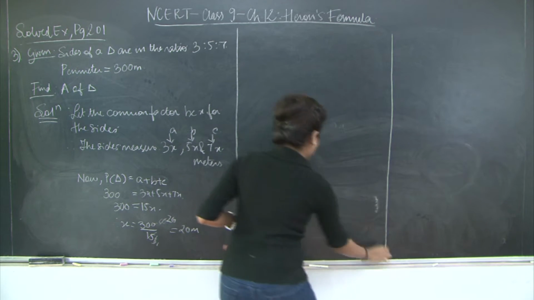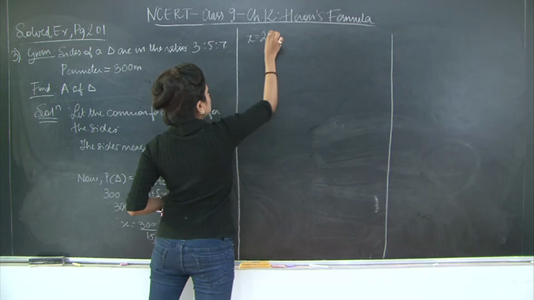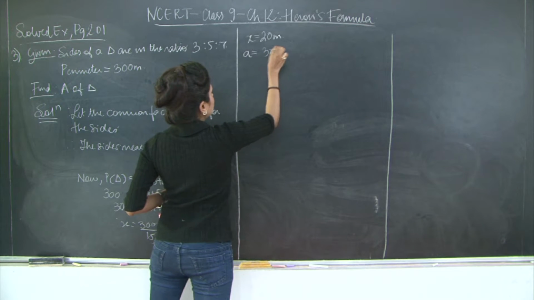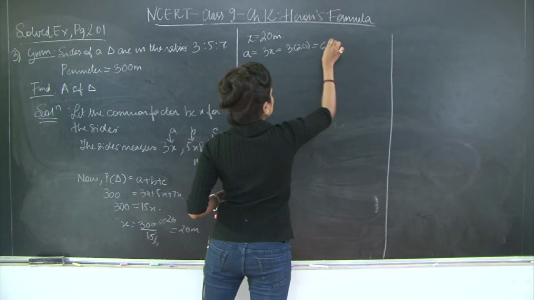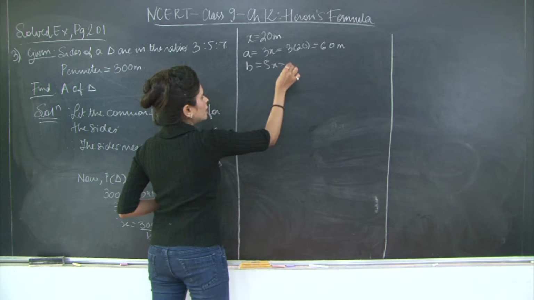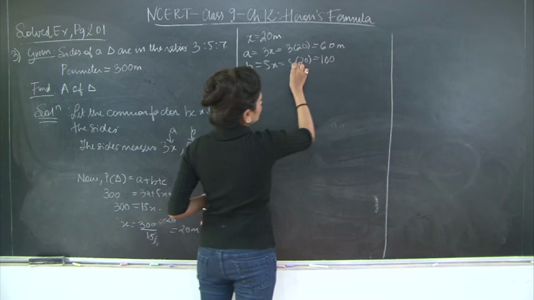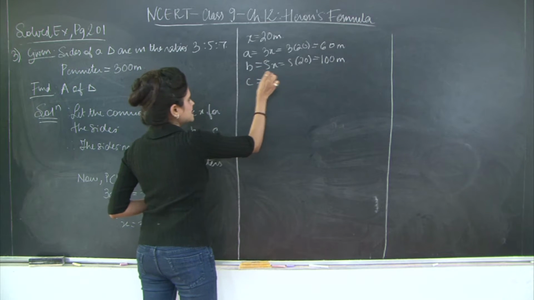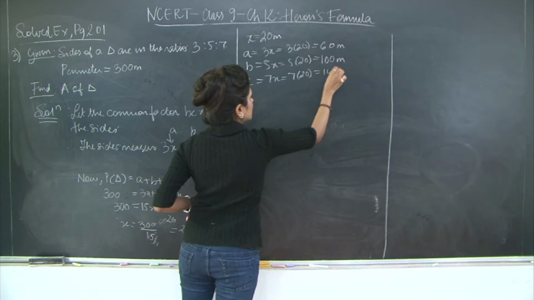Alright then, since x is equal to 20 meters, I have A is equal to 3x, which is equal to 3 into 20, which is 60 meters. Then similarly B is equal to 5x, which is how much? 5 into 20. So 5 2s are 10 and 5 2s are 10 and another 0 would give me 100 meters. And similarly C is 7x, which is 7 into 20, which is 140 meters.